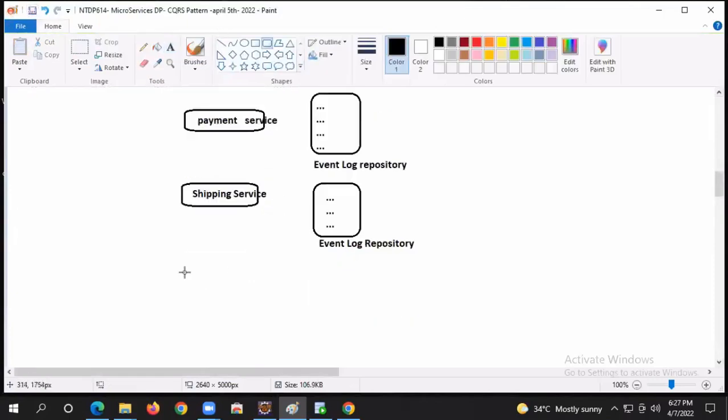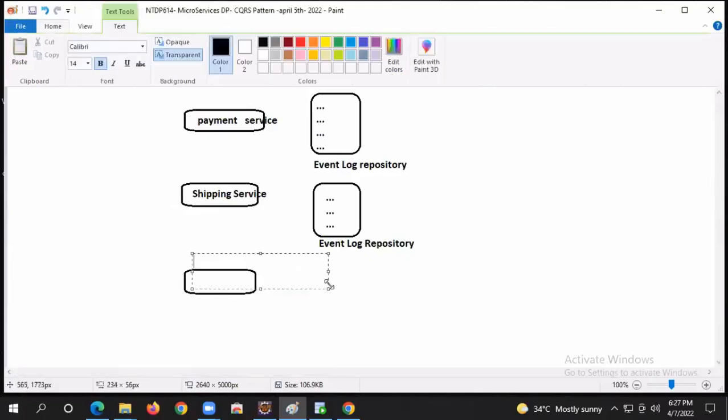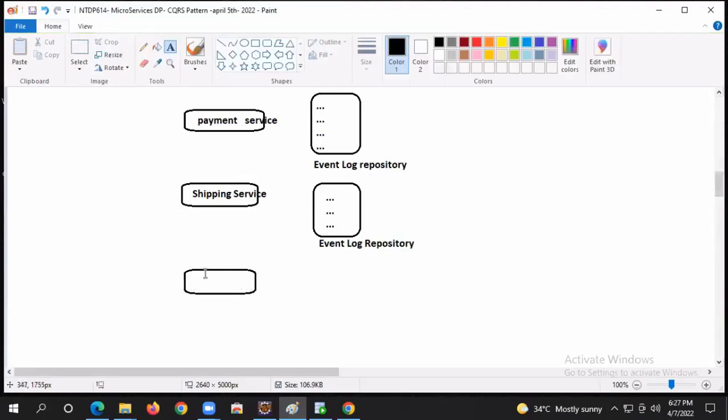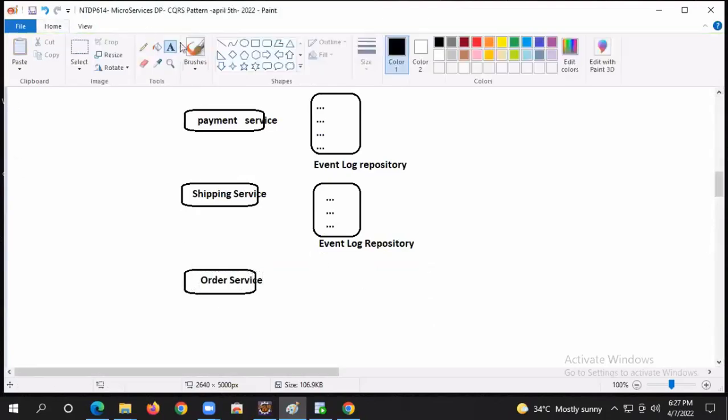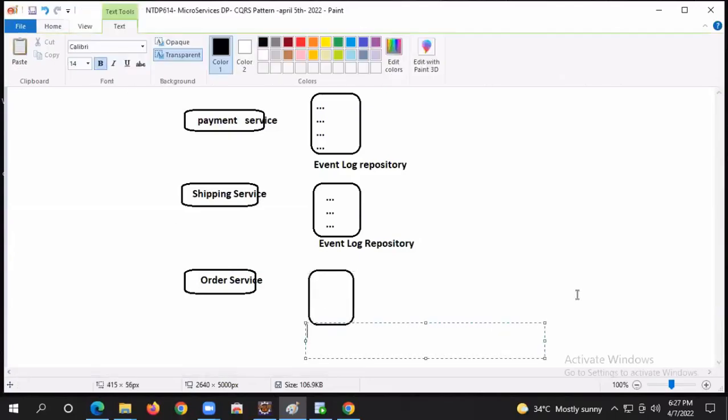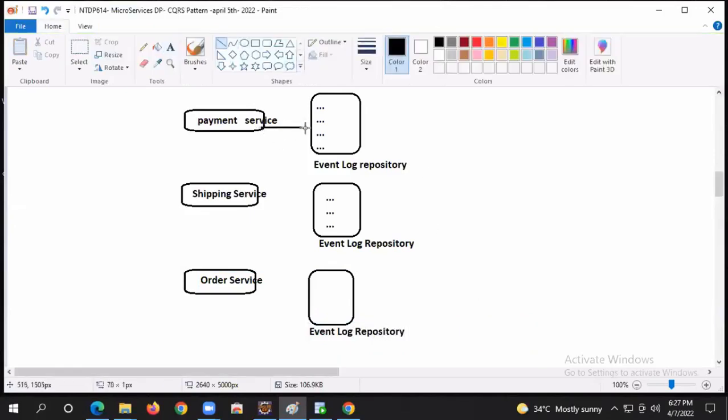Cool, guys. Next, here we are having one more service, the order service. Who takes the order, who prepares the bill, that kind of thing. This will be having its own event log repository. Tell me, guys, this activity, each microservice writing its business operations as events to an event log repository, does it come under event sourcing or not?